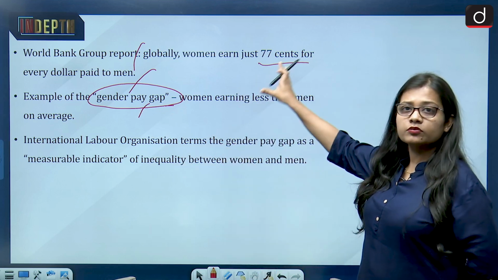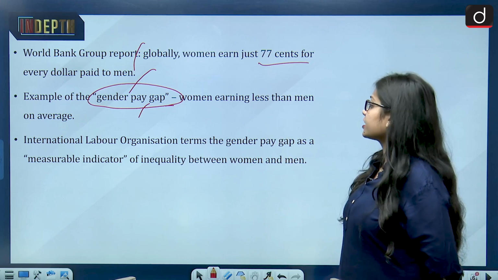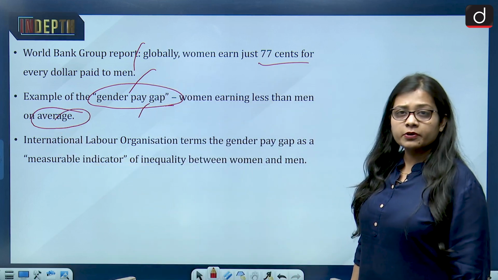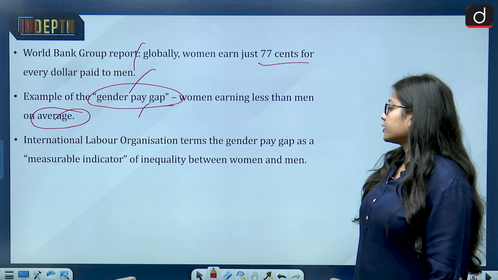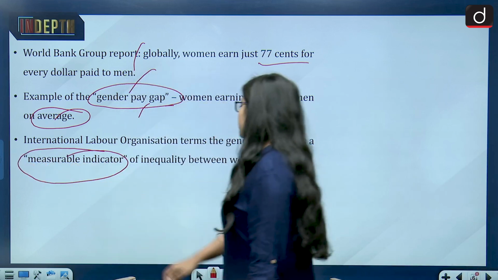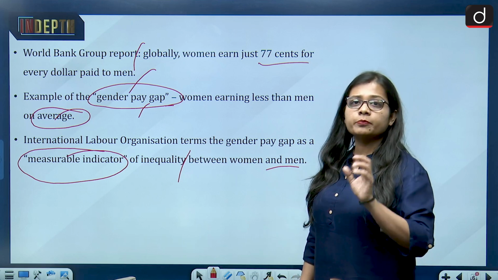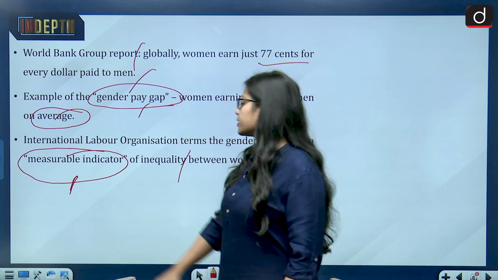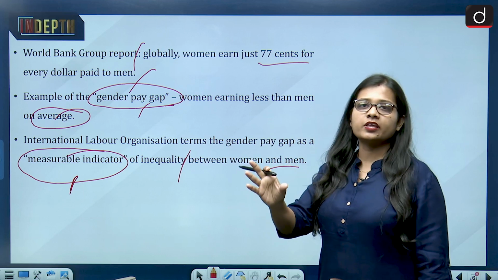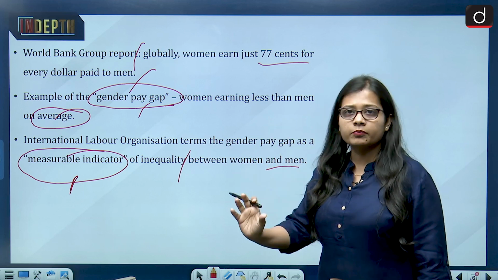The World Bank report is also saying that males are paid much more than females, that women earn less than men on average. According to the International Labour Organization, that is ILO, the gender pay gap is a measurable indicator of inequality between women and men. So according to the ILO, the gender pay gap is considered to be a bad indicator. It shows that inequality is there in the workspace between male and female.